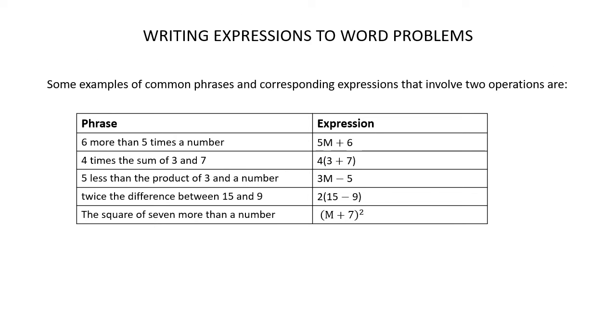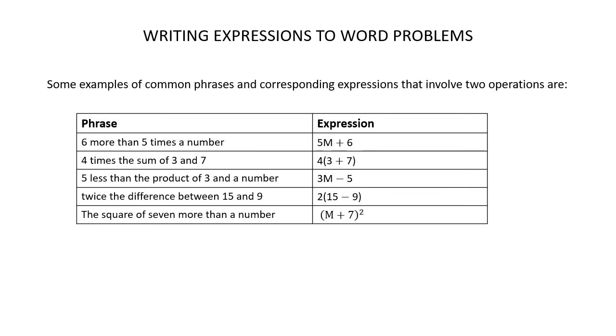Next phrase is 5 less than the product of 3 and a number. Let the number be m. Product of 3 and a number means 3 multiplied by m, which is 3m. 5 less than the product of 3 and m, that is 3m, means you have to subtract 5 from 3m. So 5 less than the product of 3 and a number is written as 3m minus 5. 5 is subtracted from the product of 3 and m.